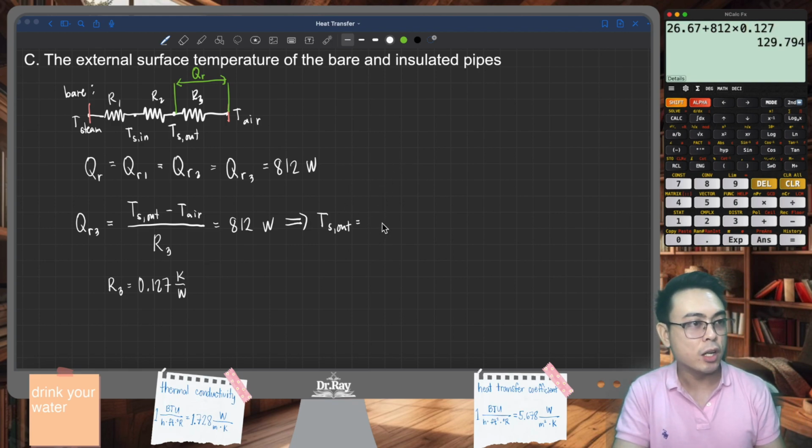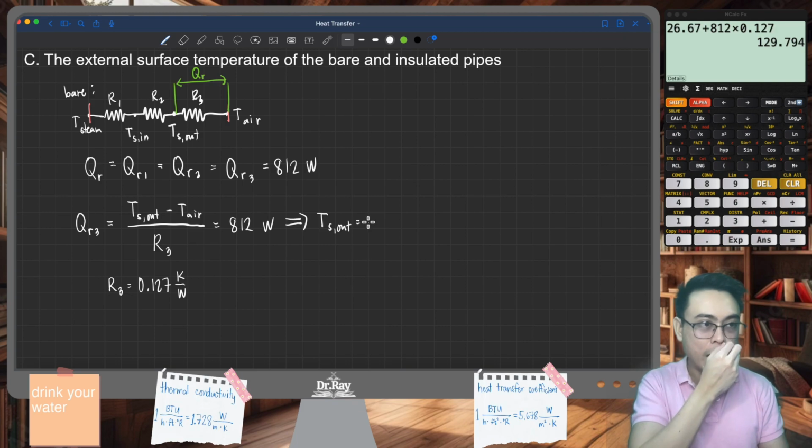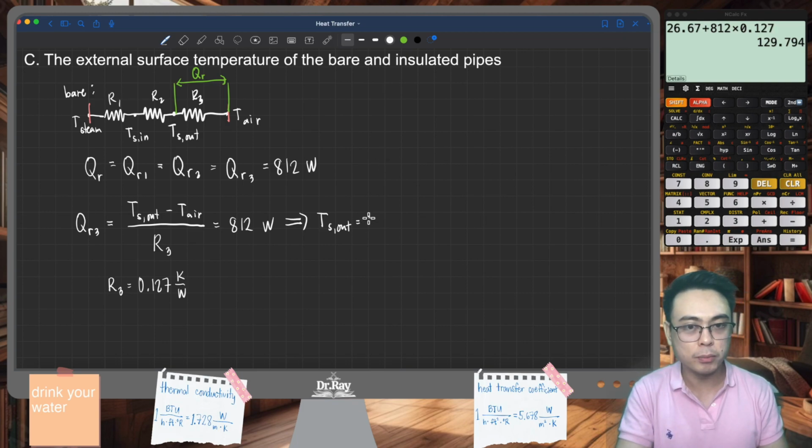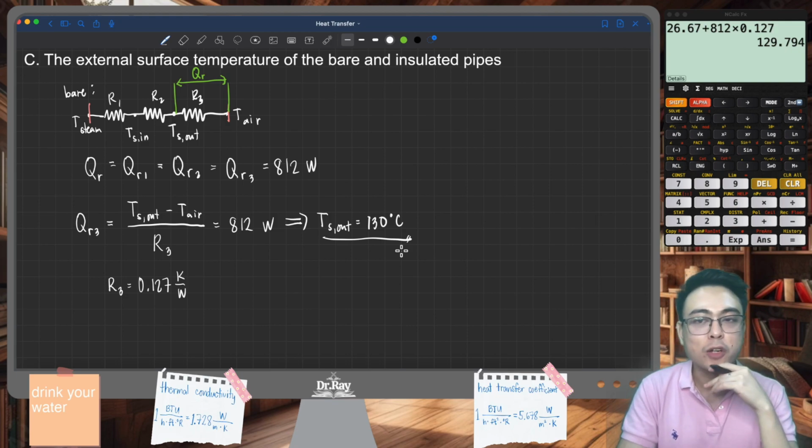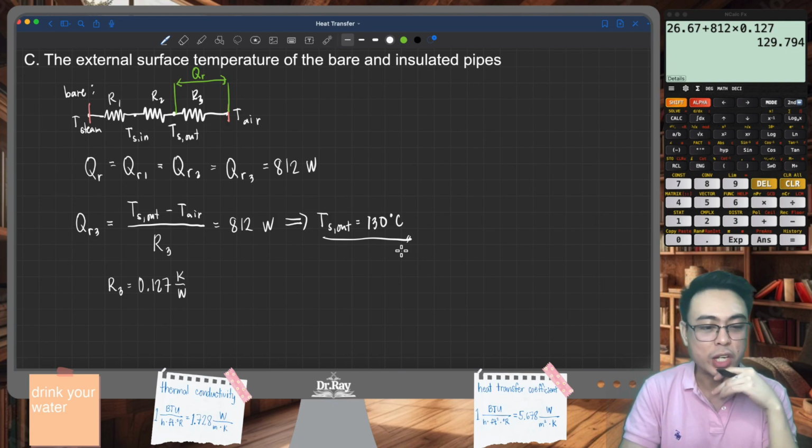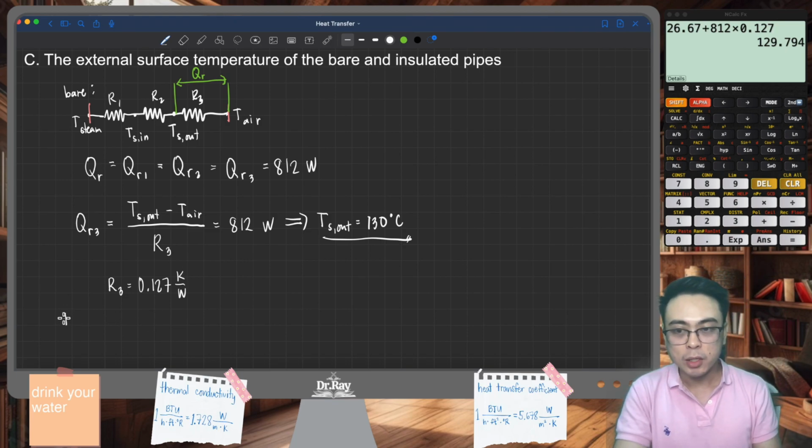I'm calculating roughly 130 degrees Celsius. So let's just round that up to a whole number, but you can do 2 decimal places. It's up to you. This is the external surface temperature of the bare pipe, which is just marginally lower than the temperature of the steam. To recap, earlier we used a temperature of steam of 130.42 degrees Celsius.